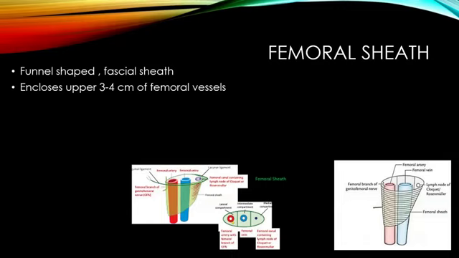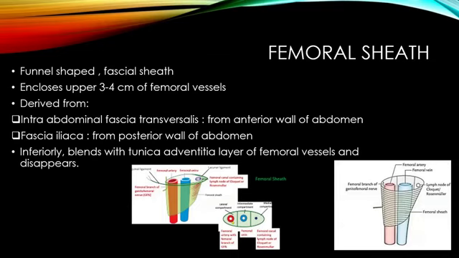It encloses the upper 3 to 4 centimeters of the femoral vessels, and it is derived from the intra-abdominal fascia: the fascia transversalis from the anterior wall of the abdomen and the fascia iliaca from the posterior wall of the abdomen. These two together form the femoral sheath. Inferiorly, after 3 to 4 centimeters of the femoral vessels, it blends with the tunica adventitia layer of the femoral vessels, and it finally disappears. So this is about the femoral sheath.